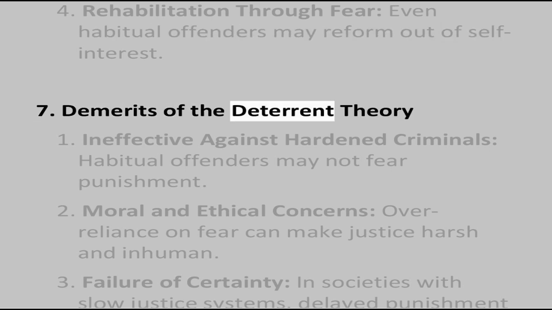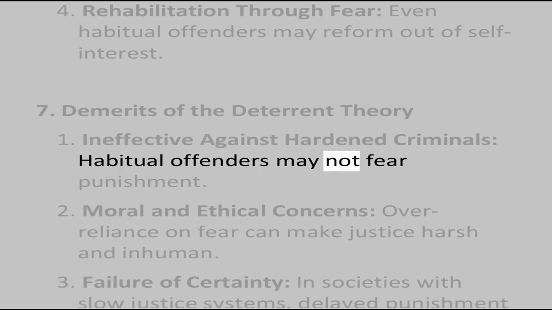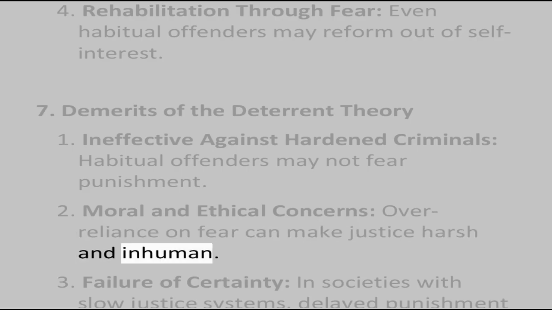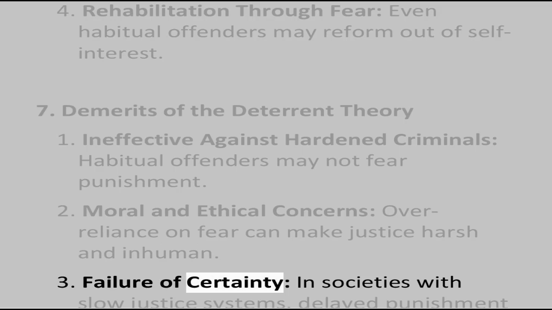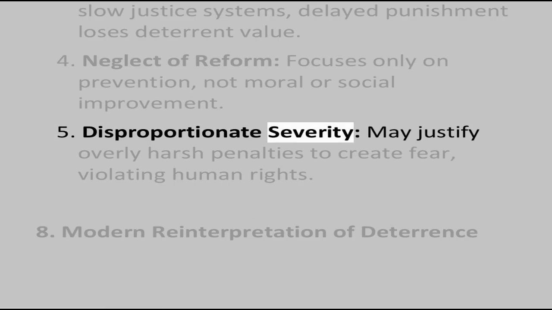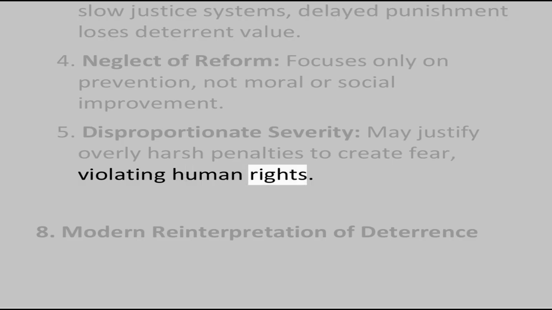7. Demerits of the deterrent theory. 1. Ineffective against hardened criminals. Habitual offenders may not fear punishment. 2. Moral and ethical concerns. Over-reliance on fear can make justice harsh and inhuman. 3. Failure of certainty. In societies with slow justice systems, delayed punishment loses deterrent value. 4. Neglect of reform, focuses only on prevention, not moral or social improvement. 5. Disproportionate severity may justify overly harsh penalties to create fear, violating human rights.